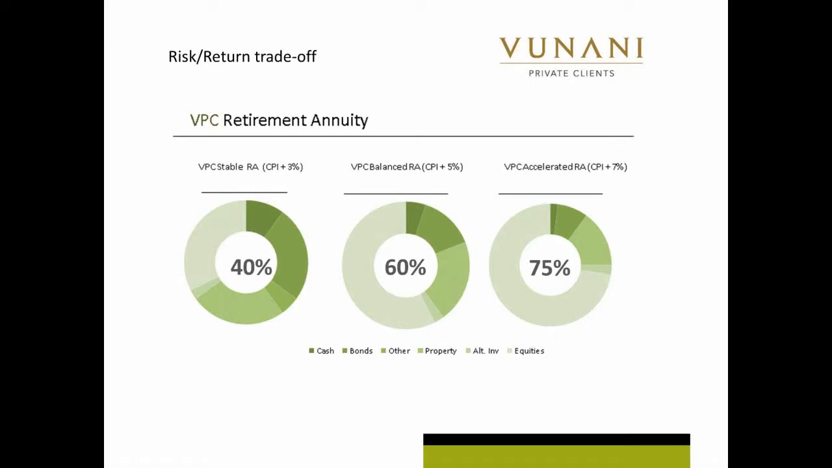So here they are. So this is a typical product that we have on the shelf. It's a Vunani retirement annuity. So a bit of a pun for ourselves here. But you'll see you add more equity, the more aggressive you want to be. So there on the right-hand side, we have 75% in equities. And then we have the rest of the spread in cash, bonds, property, alternative investment, other. Other tends to be things like preference shares. We throw that in. So roughly 75% in our aggressive, 60% in our moderate, and our conservative, we're between about 35 and 40%.